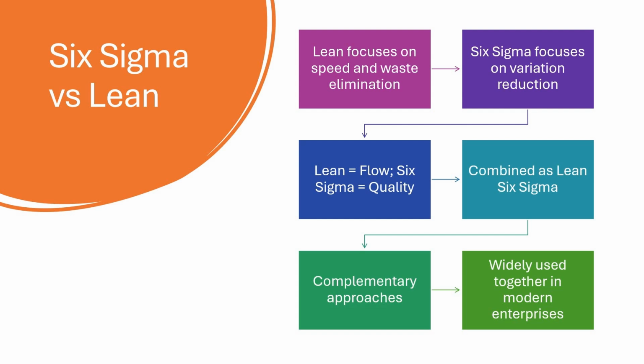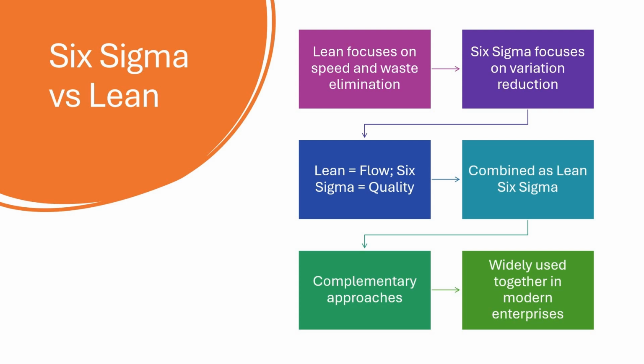Lean improves process flow, speed, and responsiveness. An example, a hospital applying Lean reduces patient waiting time by streamlining admission and discharge processes. Coming to Six Sigma focuses on variation reduction. Six Sigma, on the other hand, focuses on reducing process variability and defects.